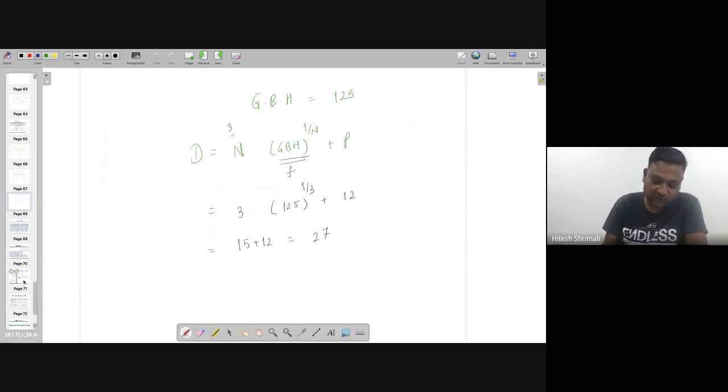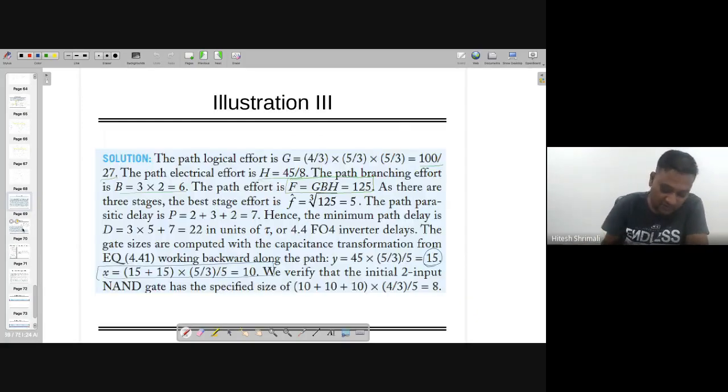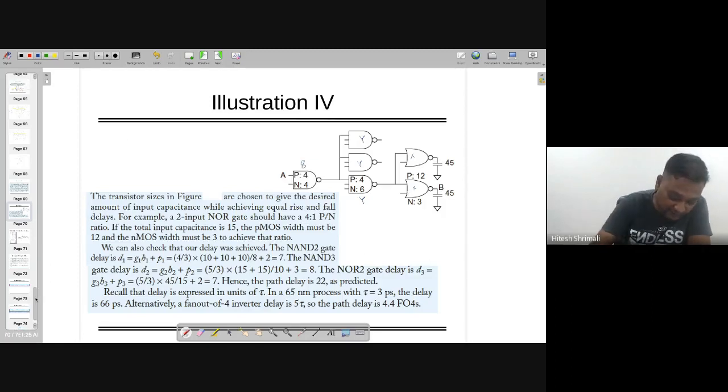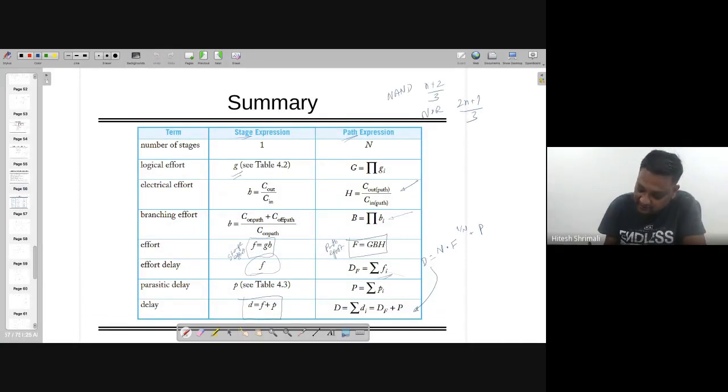So this was the question and this is the answer. Now let's go to the next question. This is, by the way, the same question which we have solved, where this was given 8, this was given y, and x. Now what I want to do is find out, with the fact that if you look at the previous table which we have shown yesterday, that the effort delay is actually the summation of all fi, where fi is nothing but gbh. So that has to be multiplied.